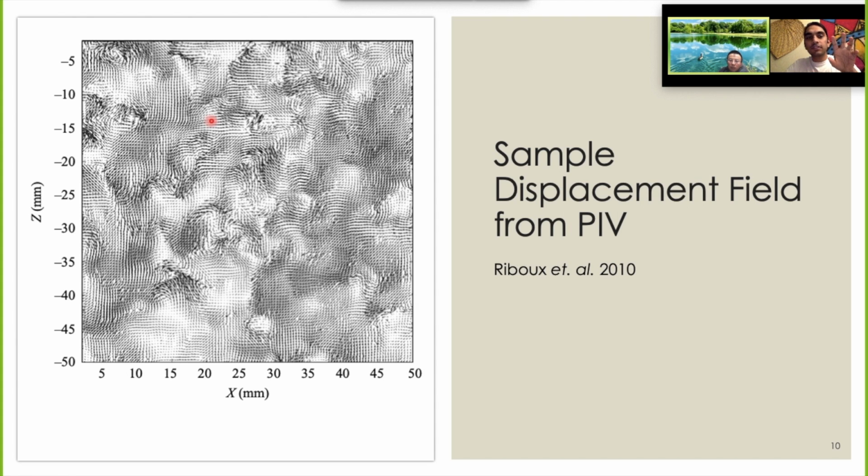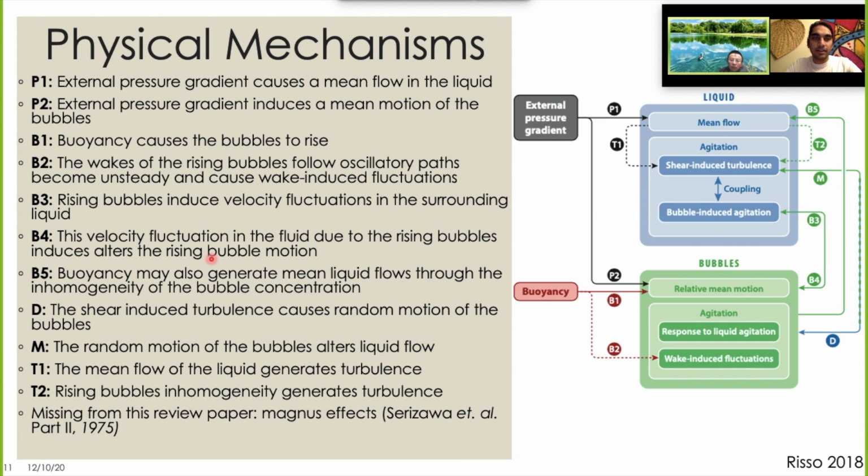What PIV gives you is a displacement field which looks something like this, and from the displacement field you can go to a vector field, and from there you can calculate your fluctuations and everything that we need for turbulence calculations.